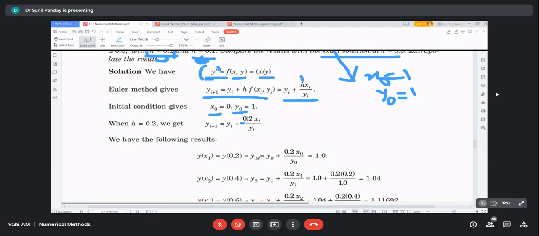So in particular, when you substitute i equal to 0 here, you will get y at x1, actually this is y1.